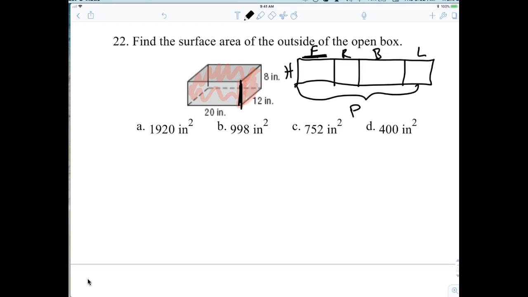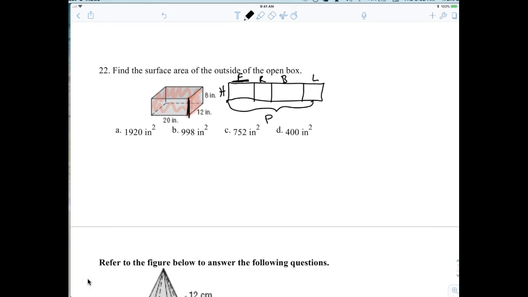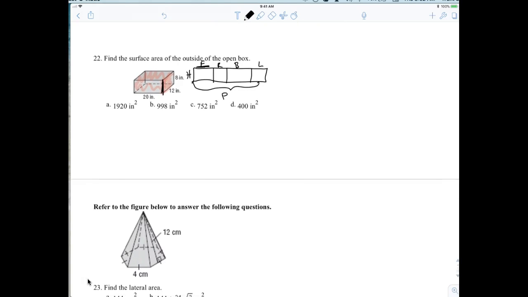Very good. So the lateral area of that would be 512. All right, so it'd be 64 times the perimeter, 8, right? 64 times 8, 512. Yeah, that's the answer. But this one's open, right?